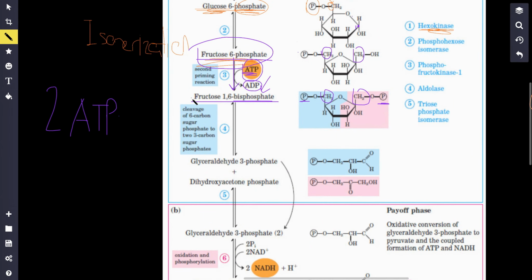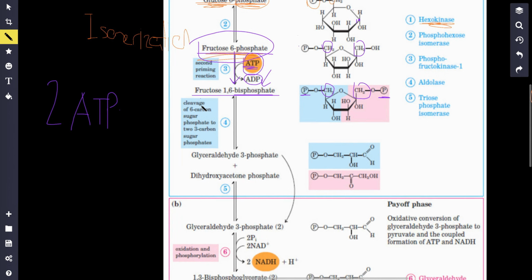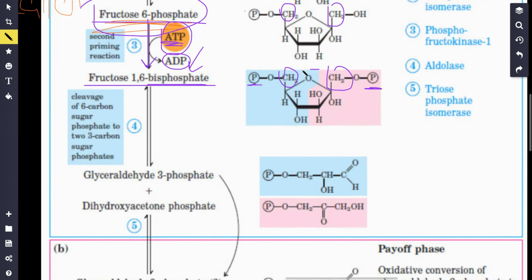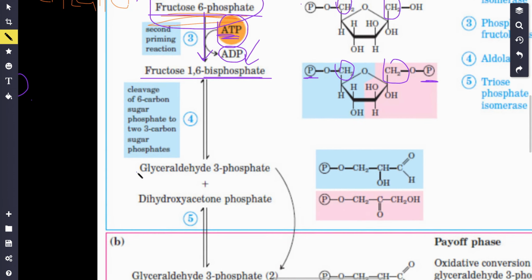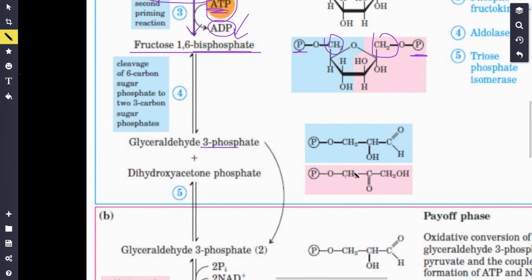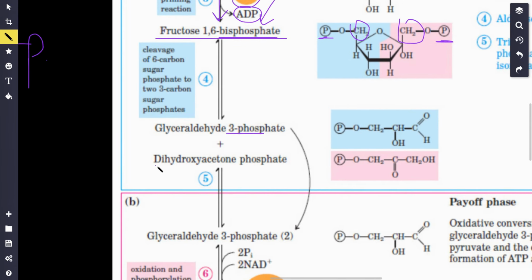Now, the fructose 1,6-bisphosphate is going to break up into 2 things. And I really like this diagram because it shows the 2 things. It breaks up into glyceraldehyde 3-phosphate, 3-phosphate because it's located on carbon 3, and it's going to break up into dihydroxyacetone phosphate. I always want to make sure that I pronounce that correctly. So it's going to break up into these 2 parts. We're essentially breaking up our 6-carbon molecule into 2 3-carbon molecules.